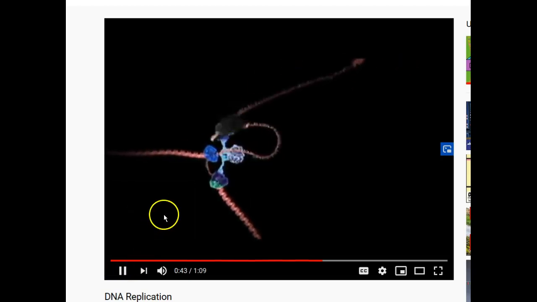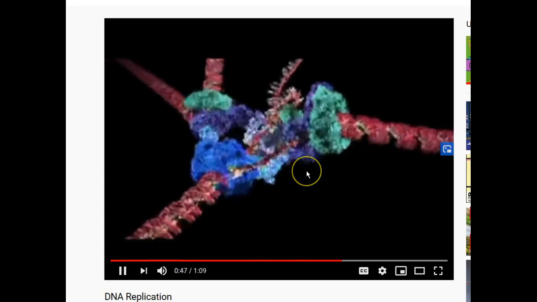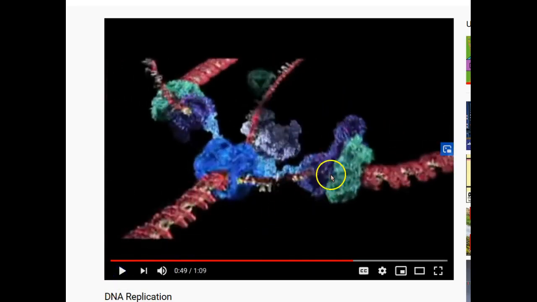One strand is called continuous. One strand is copied continuously, spooling off to the right. Polymerase can enzymatically add in this direction.